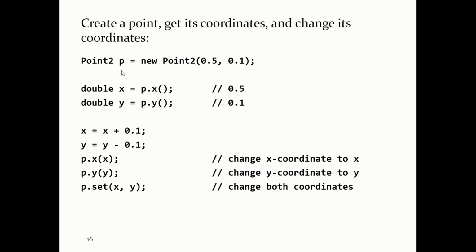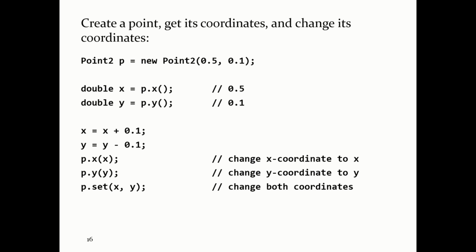Yeah, questions? Could you do, after you've done the new Point2, could you do p equals Point2 and then create, or would you have to use the p.set? So, run that by me again. You've created the Point2 p, and then you said that to change both coordinates, we have to use p.set. If you want to change both at once, in one step. Could you instead just call the Point2 constructor again?